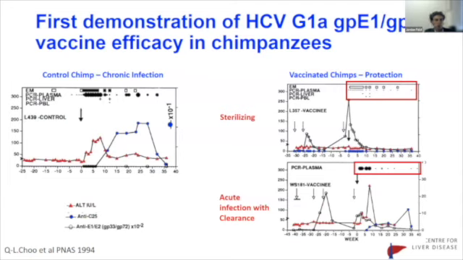So just to show you some of the data, these go back a long time from Michael Houghton's team, looking at what happens when you give a chimpanzee an infection. You can see that with chronic infection, you get viremia, an ALT elevation, and then persistence of viremia. Now, when chimps were vaccinated with the same virus that was used to make the vaccine, it was possible to develop sterilizing immunity where the chimp never became viremic despite being inoculated. And the alternative here is seeing a chimp that becomes viremic. So you can see they develop positive viremia shown here, but then clear that infection.